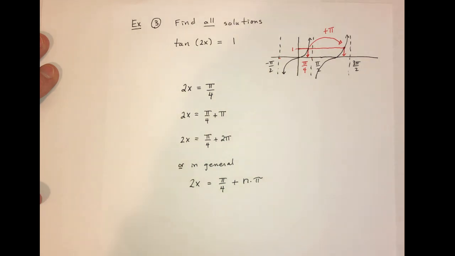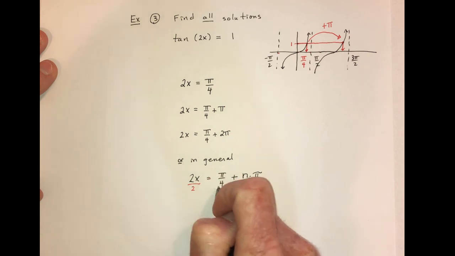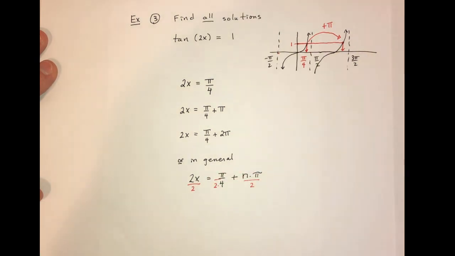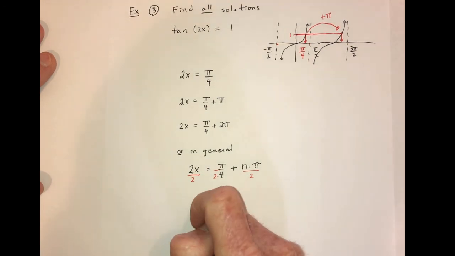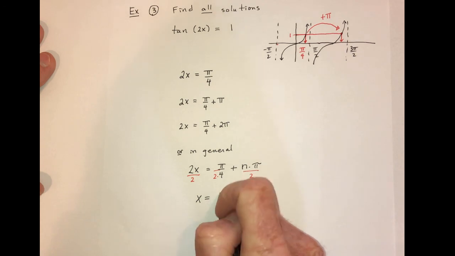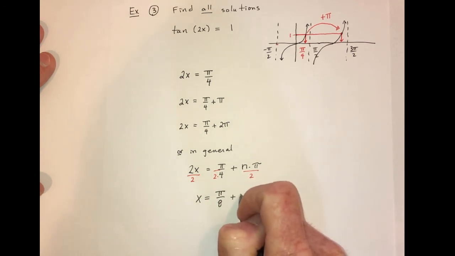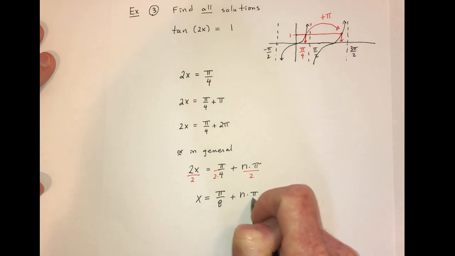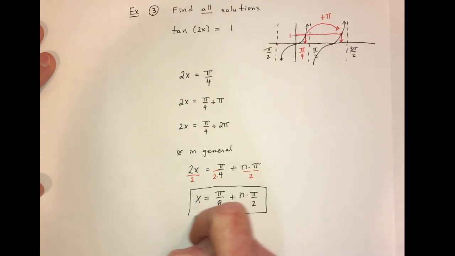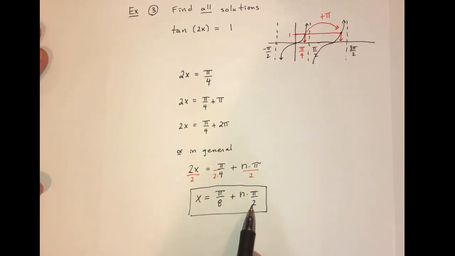The last thing we need to do is solve for x. So divide by 2, divide by 2, and divide by 2. So x is equal to, this will be pi over 8 plus n times pi over 2. And that is the way that you find all of the solutions in one tiny little expression right there.